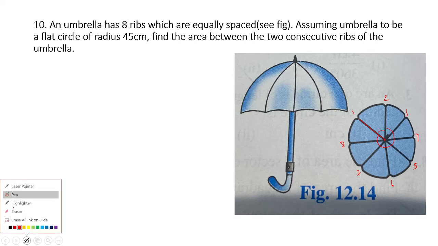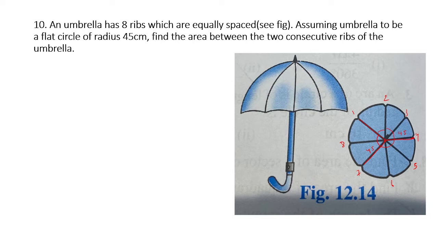Let me try to change it into a laser pen pointer. So this is given. Assuming umbrella to be a flat circle of radius 45 centimeter. So this given radius is going to be 45 centimeter. Clear? From this point to this point is 45. From this point to this point is again 45. All these radii are 45 centimeter. Find the area between the two consecutive ribs of the umbrella.